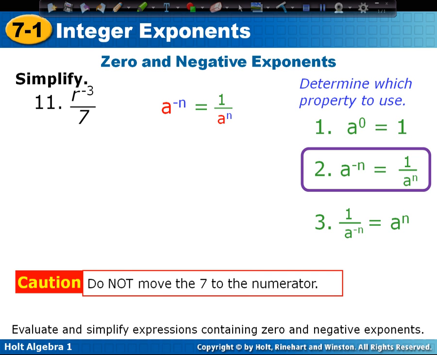Now it says, caution, do not move the 7 to the numerator. Here, the 7 is not being taken to the negative power, so he's just fine and happy at the bottom. So we're going to take the r to the third and just move it down with the 7. Again, you're not going to move the 7 to the top. The 7 is perfectly happy where he's at. Okay, so there is nothing left on the top, so we just make sure and put a 1. So 1 over 7 r to the third power.